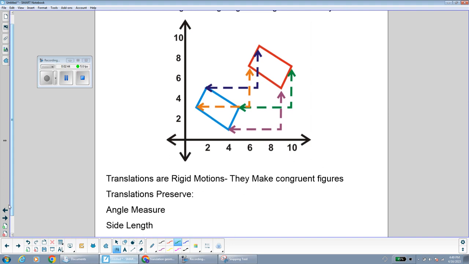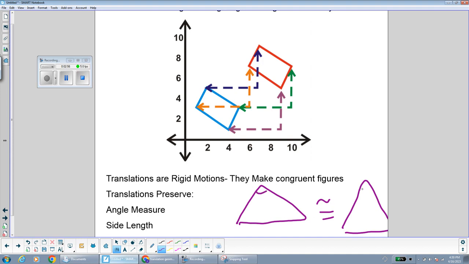Translations are rigid motions, they make congruent figures. Since a figure before and after a translation will be congruent, translations do preserve angle measurement because we know that congruent figures have congruent corresponding angles. It also preserves side length, because if it's making congruent figures, the side lengths of the pre-image and the image will be congruent.